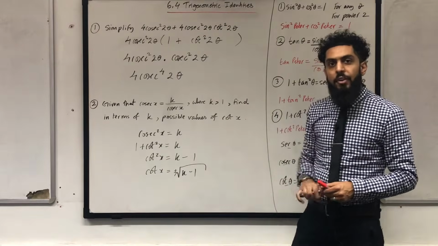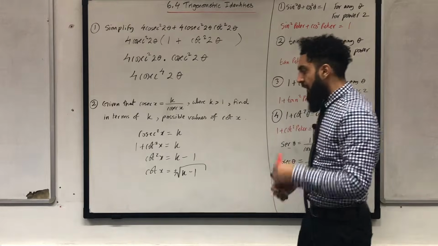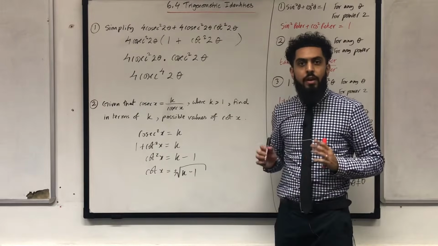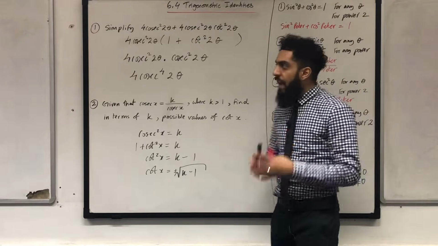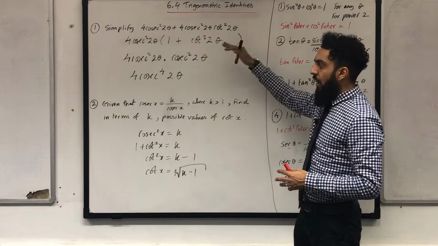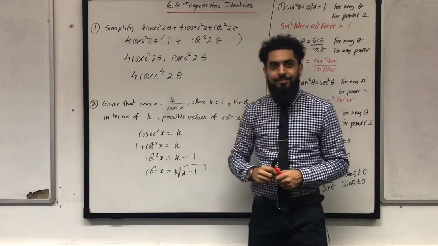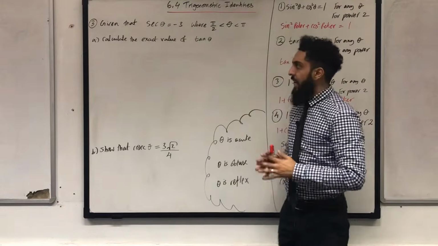And there you have it. The possible values of cot x are the positive square root of k minus 1 and the negative square root of k minus 1. And that completes both question 1 and question 2. Let's have a look at question 3 now.